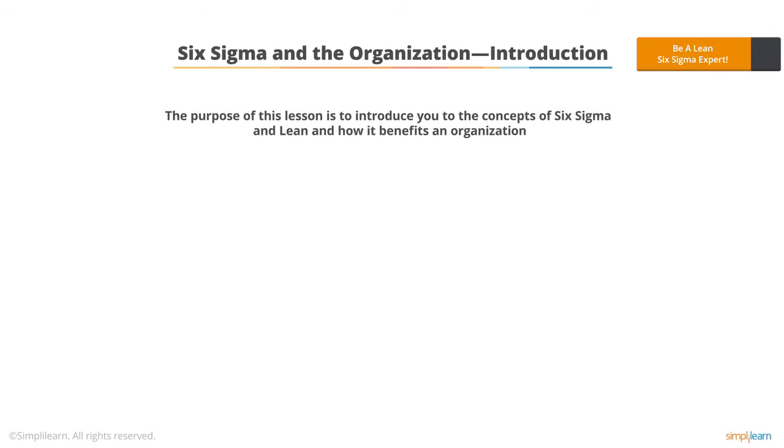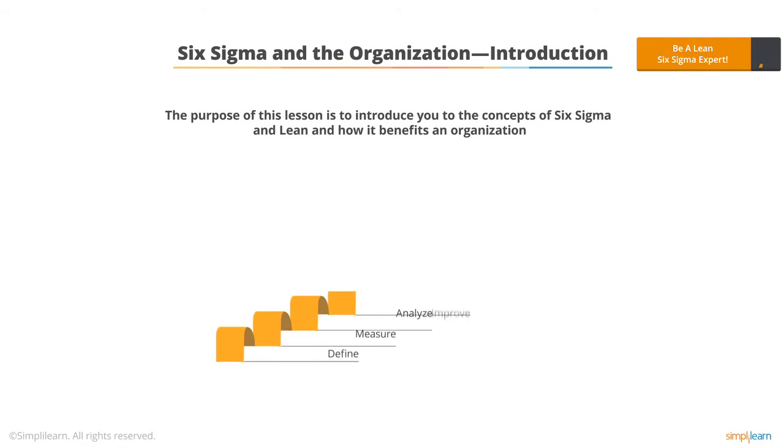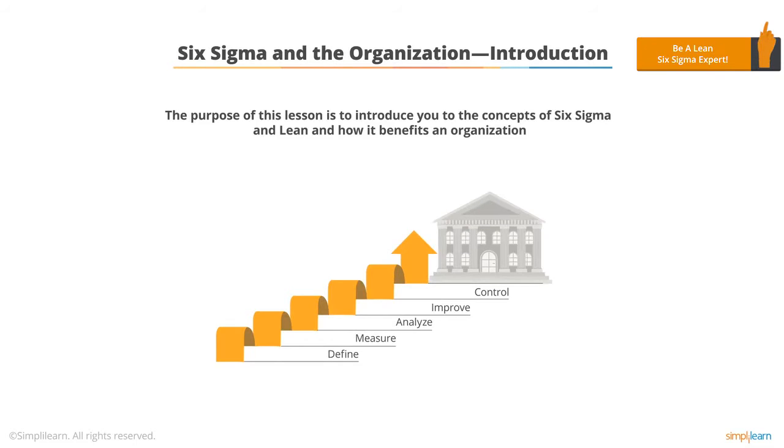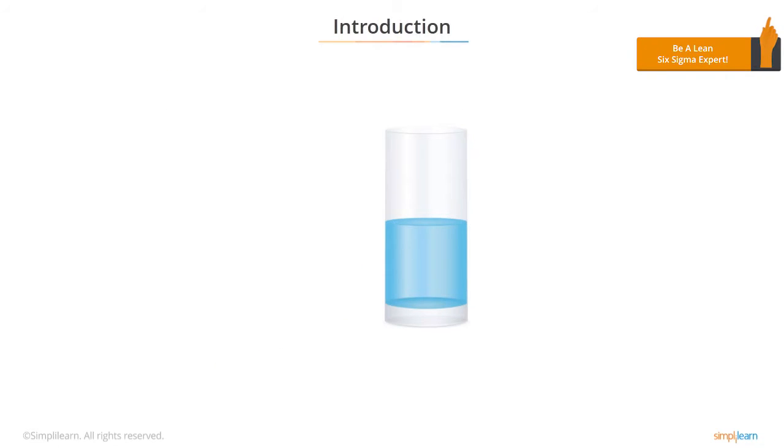Welcome to the Six Sigma in the Organization lesson of Simplilearn's Lean Six Sigma Green Belt certification course. The purpose of this lesson is to introduce you to the concepts of Six Sigma and Lean and how it benefits an organization. What do you see on the screen?